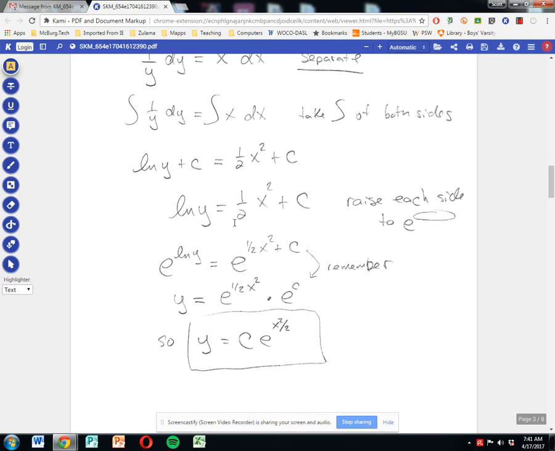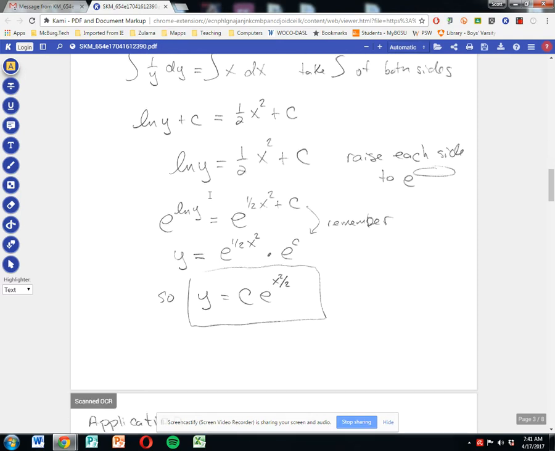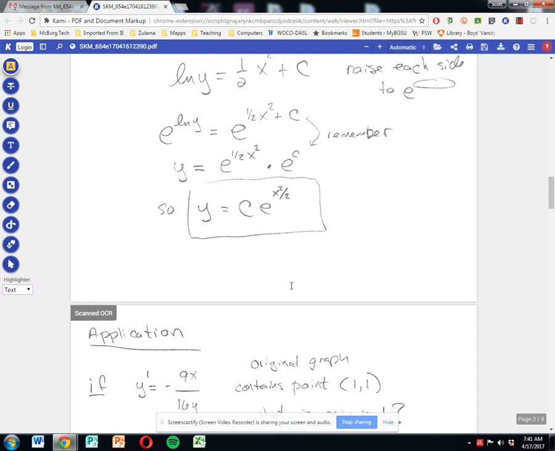We solve this for natural log y, and then here's a little trick we talked about before. Since natural log and e to the x are inverse functions, we take each side and bring each side as the power of e. So this is e to the ln y equals e to the 1/2 x squared plus c. So e to the ln y just cancels out and leaves me with a y. And e to the 1/2 x squared plus c, if I break that down, that's e to the 1/2 x squared times e to the c, which we just state as c e to the x squared over 2. All right, so there's a second one.